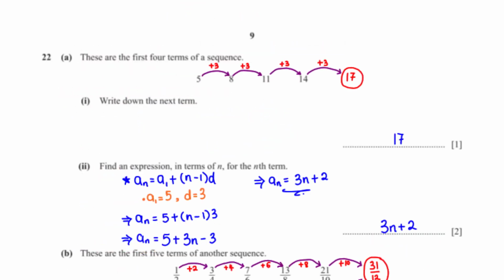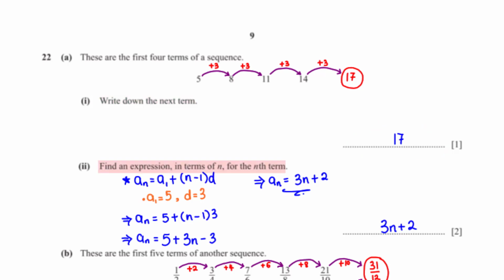These are the first 4 terms of a sequence. Write down the next term. So when we look at the sequence, we can see that the terms have a common difference of 3. And so to find the next term, we add 3 to 14, and that gives us 17.